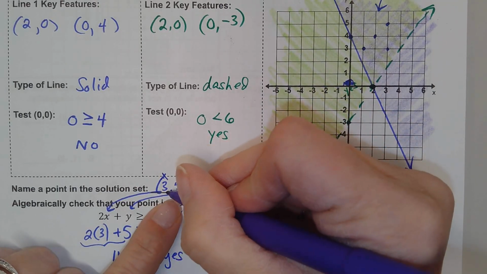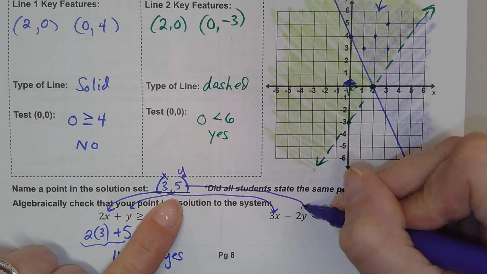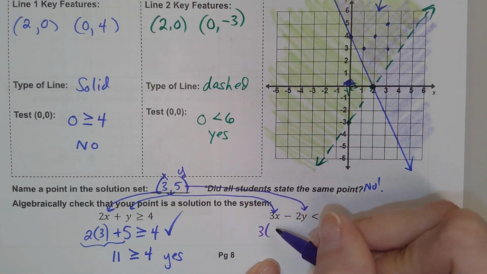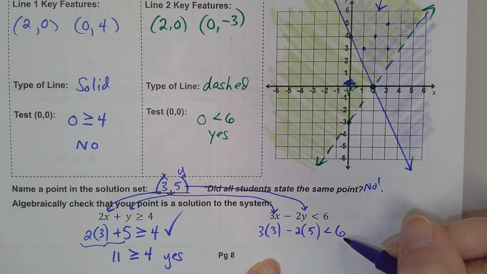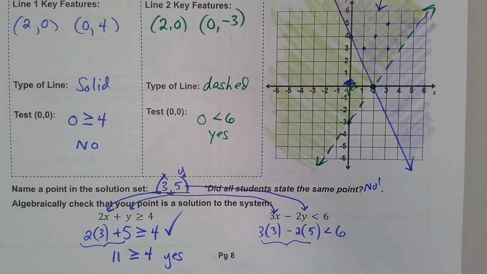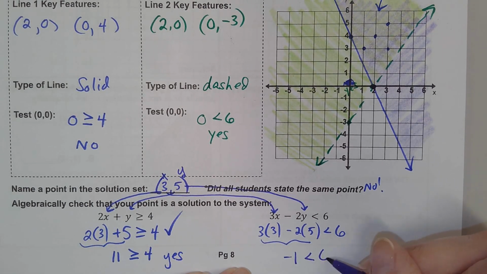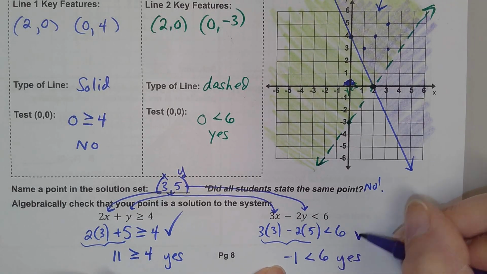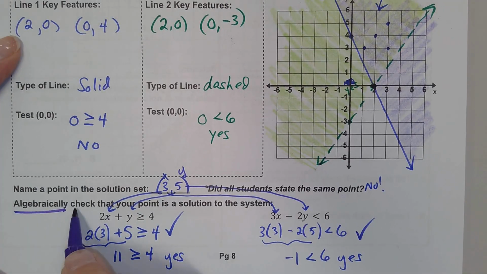So now I'm going to put the 3 in the x and the 5 into this y. Let's use parentheses. What does this calculation make? -1 is less than 6. Is that true? Yes, and it worked for both. I showed algebra to check.